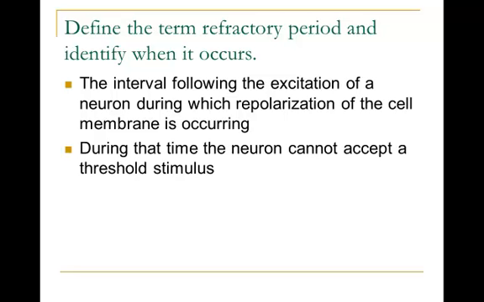The last term in this section, and this is the complicated section, is refractory period. The refractory period is following a neuron being stimulated. When repolarization has happened, there is a time when the neuron cannot accept the next stimulus until it's all been polarized again. That is the refractory period.